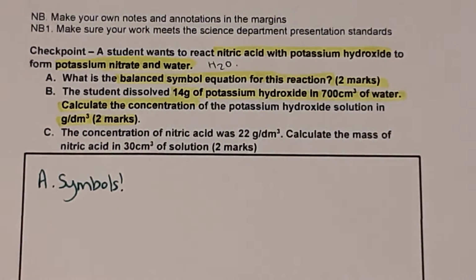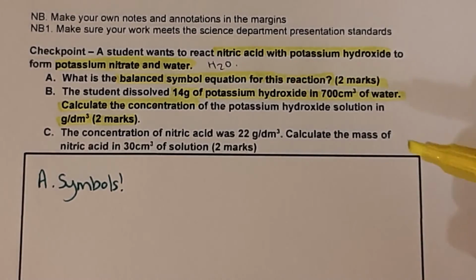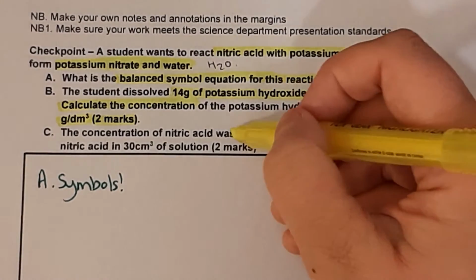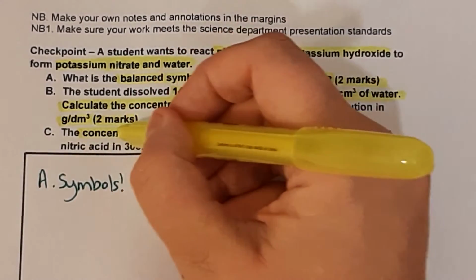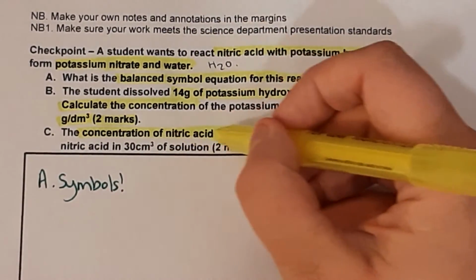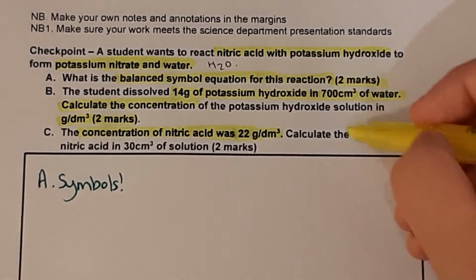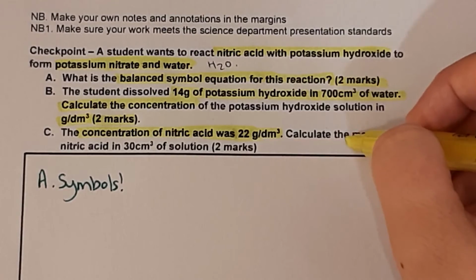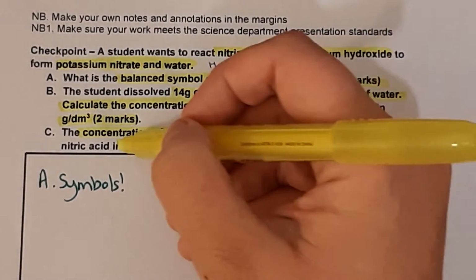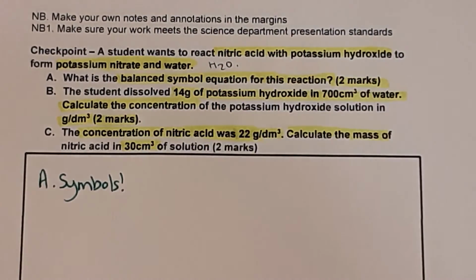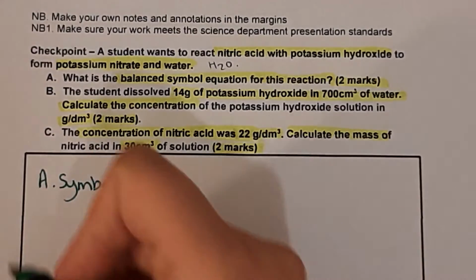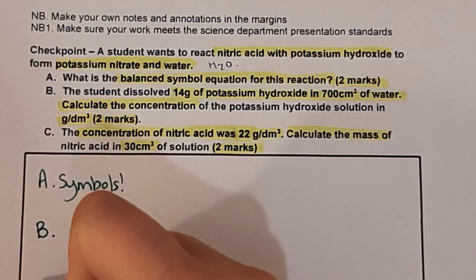You should be quite good at this now, having done all those questions. Part C. The concentration of nitric acid was 22 grams per decimetre cubed. Calculate the mass of the nitric acid in 30 centimetres cubed of solution. That's worth 2 marks. And again, you should be quite good at that now, having done those 12 equations. Just a note to remind you about B and C, just for some hints.